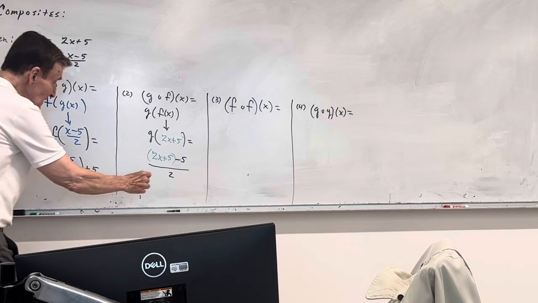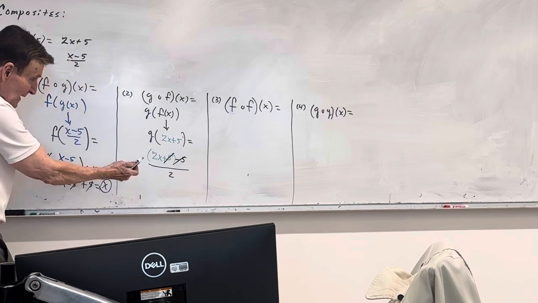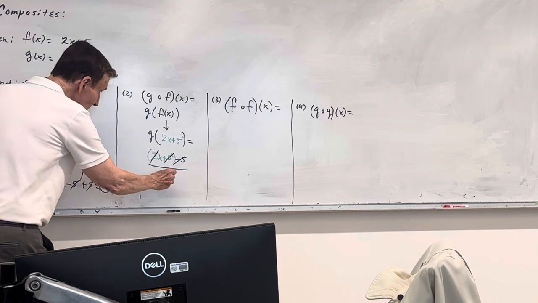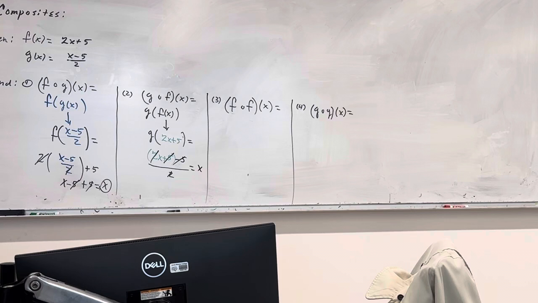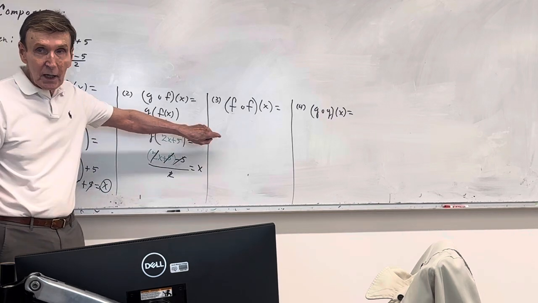Clean this up, the 5's cancel. I got 2x over 2. Oh, the 2's cancel. Are you kidding? I got x again. I wish all functions would work out like this. They don't. I'm showing you something special that's going to happen in this chapter 4. Maybe I'll get x again here.